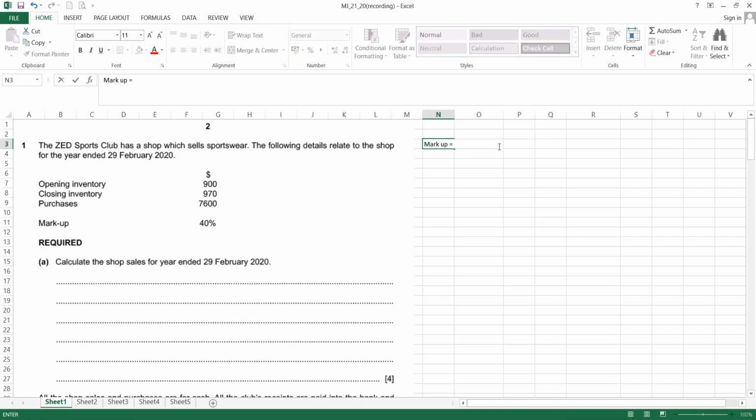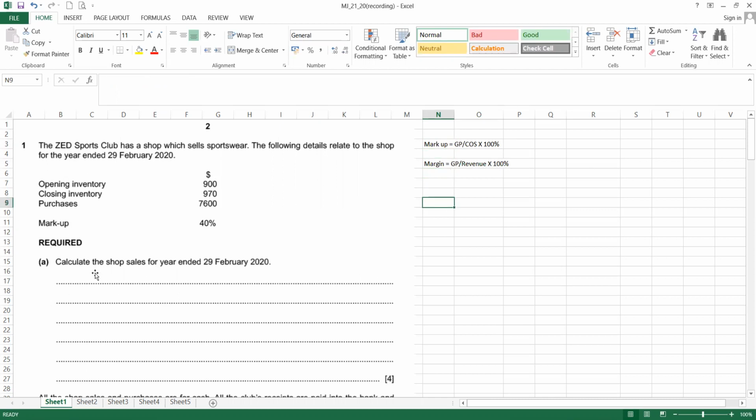okay, markup, what is the formula? It's taking the gross profit divided by the cost of sales. That's the markup formula, times 100%. This is the general idea about markup. Okay, if the question says margin, then your formula will be gross profit over revenue times 100%. You must have this in mind when you see the word markup or margin.